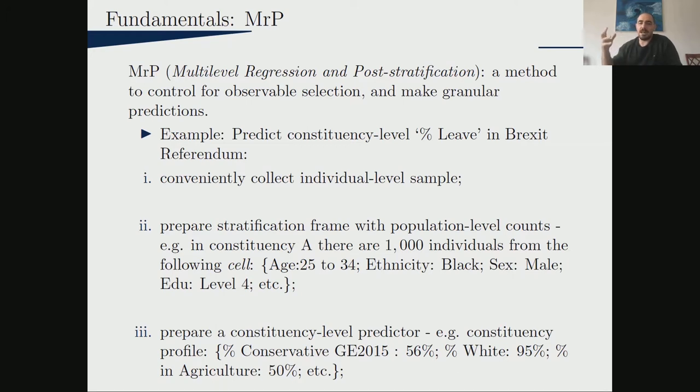The fundamental idea behind the MRP paradigm is that we want to be able to make small area or granular predictions from samples that are not representative for the areas that we're interested in making predictions in. For example, we might want to make predictions at the constituency level in the United Kingdom for the Brexit referendum and estimate the percentage leave in each constituency. I'm going to take you through how to do that very briefly.